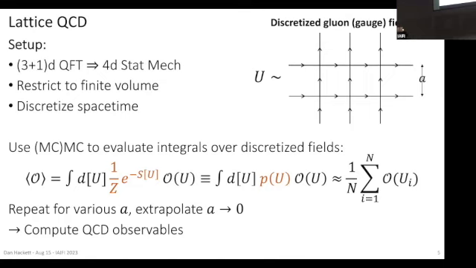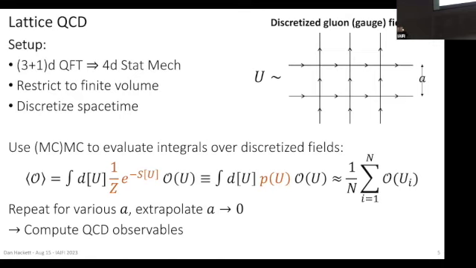So what is lattice QCD more exactly? The setup is basically we have some 3+1 dimensional quantum field theory. We Wick rotate, and that gets us to 4D statistical mechanics. We restrict our system to a finite volume and then discretize the fields onto a finite lattice, which looks like this, and I'll say more about that on the next slide.